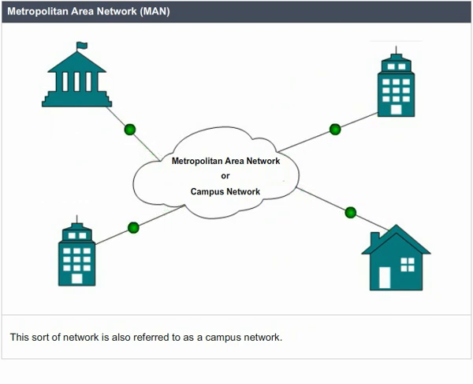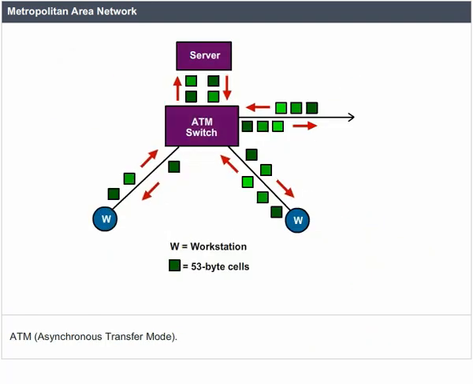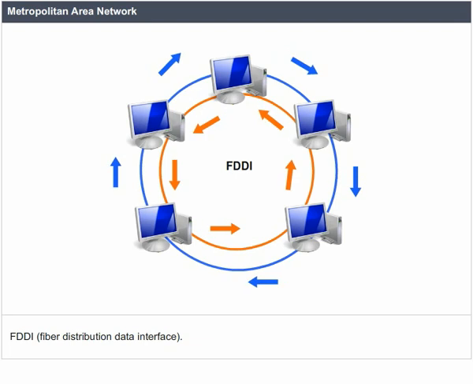There are three major technologies used to develop the MAN: ATM, asynchronous transfer mode; SMDS, switched multi-megabit data service; and FDDI, fiber distributed data interface.